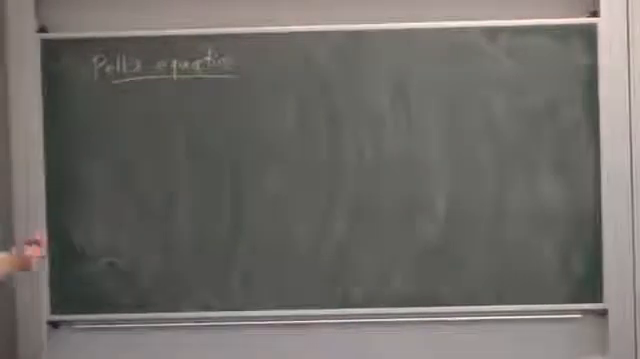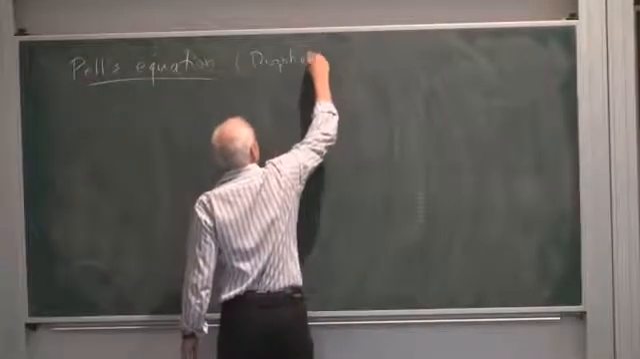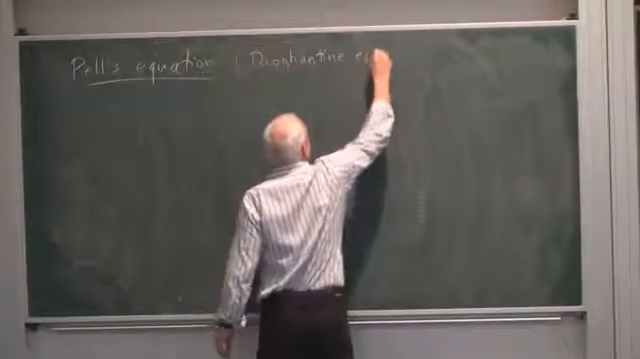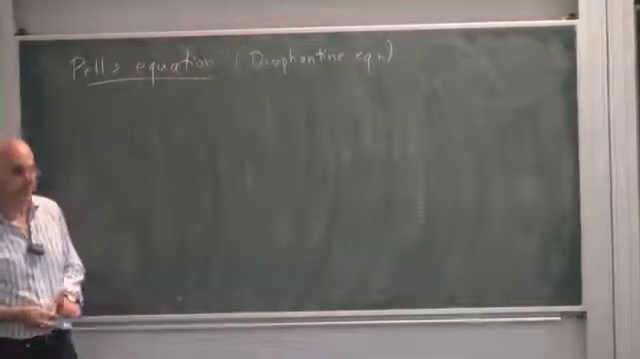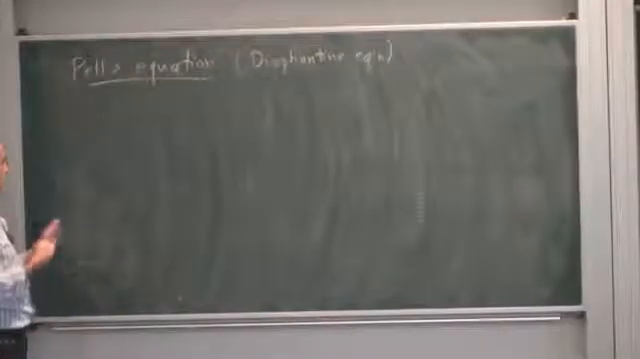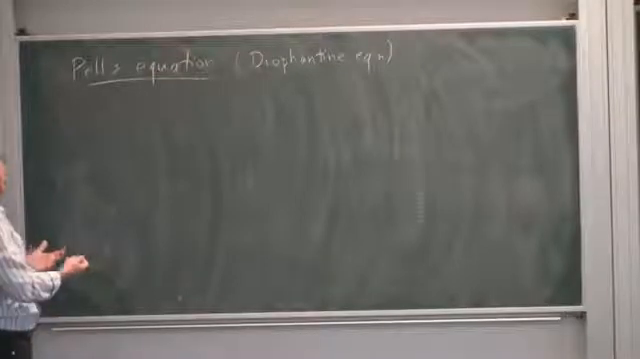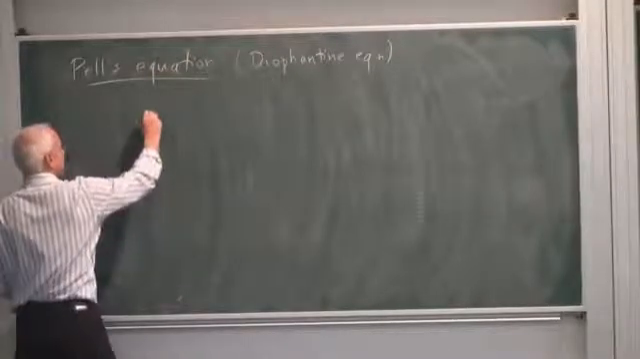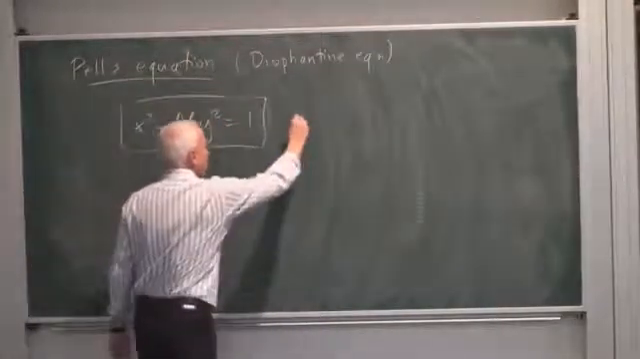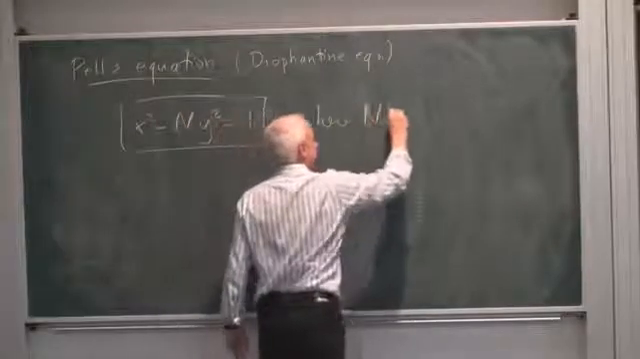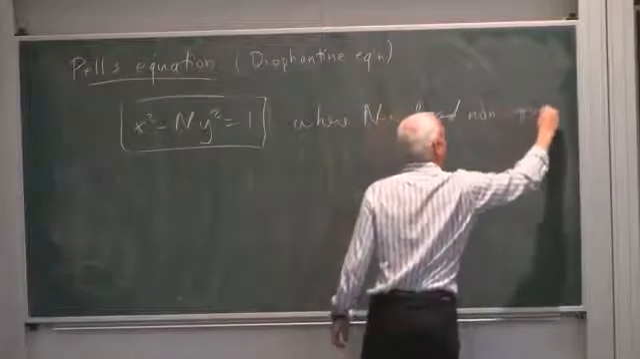It's an equation in natural numbers, so it's called a Diophantine equation, named after the Greek mathematician Diophantus, who lived around 300 AD. And he was very interested in solving equations in natural numbers. And Pell's equation is an example of such a thing. It's the equation x squared minus n y squared equals 1, where n is a fixed non-square natural number.